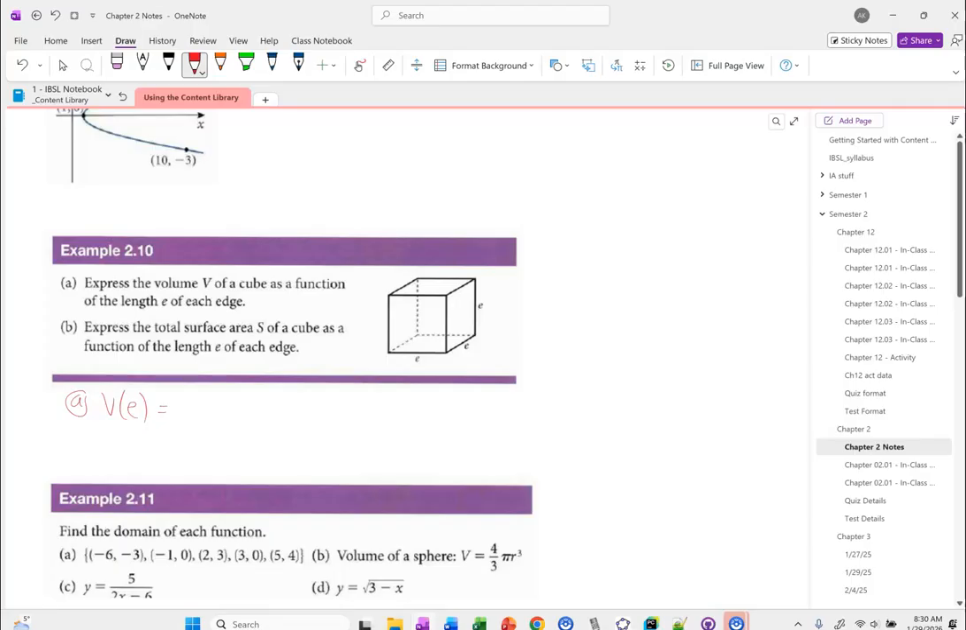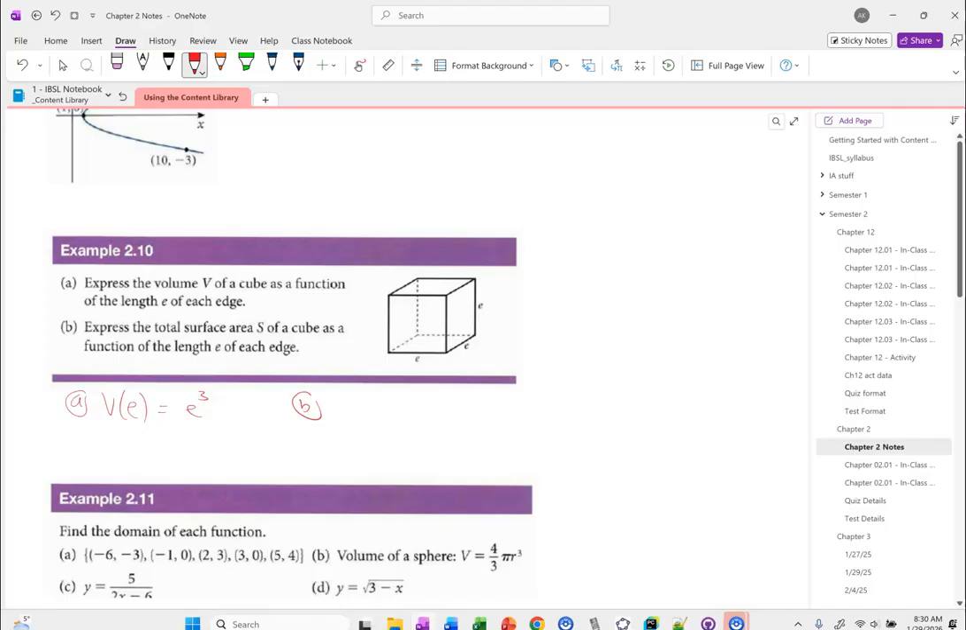What is the length in this case? It's E. What is the width? That's an E still. And what's the height? E. So E times E times E is E cubed. Great. Done. There's our function. No big deal, right?